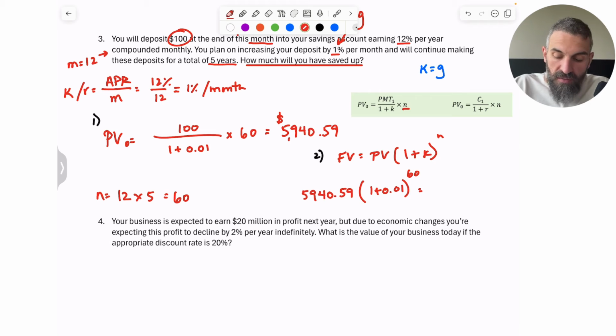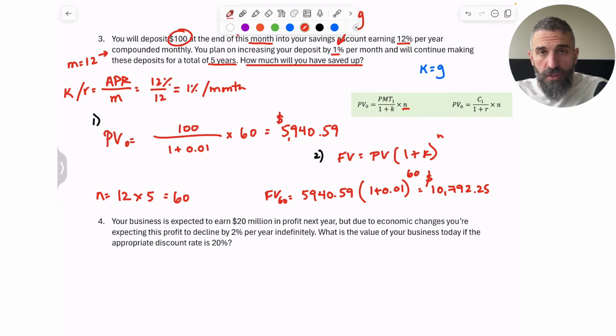Okay, so let me just shift this over a little bit. So you will have saved up $10,792.25. Maybe your decimals are a little bit different because of rounding, but that is the future value at period 60. So recap, you want to find the future value of a growing annuity? Totally doable. Step 1, find the present value. Step 2, compound that present value into whatever future value you want.